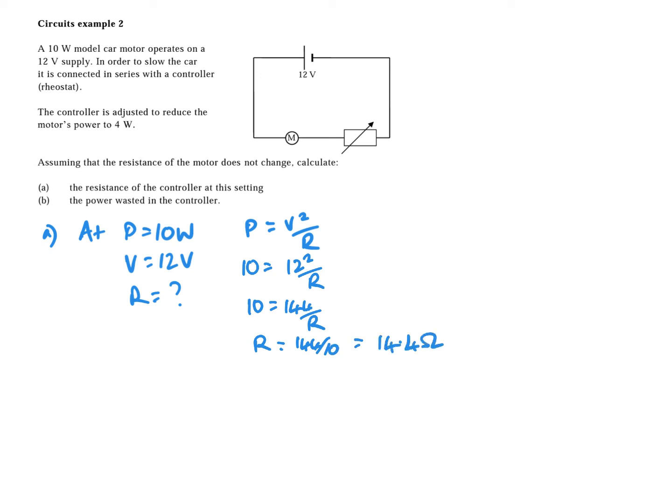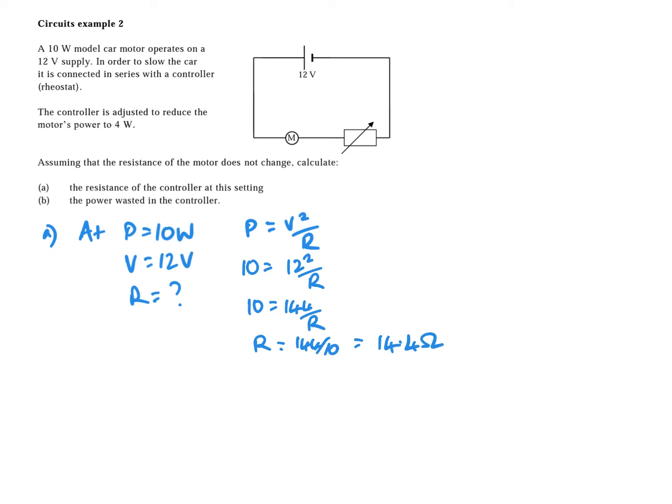And now we can consider what's going on at 4 watts. And we want to work out the resistance of the controller. But once again, all the information we've been given is about the motor. So we need to start at the motor. There's different ways of doing this. You could work out the voltage across the motor, you could work out the current through the motor. So I'll do it that way, work out the current.